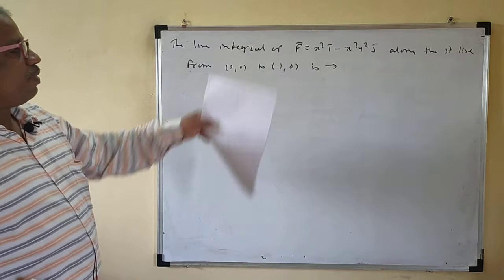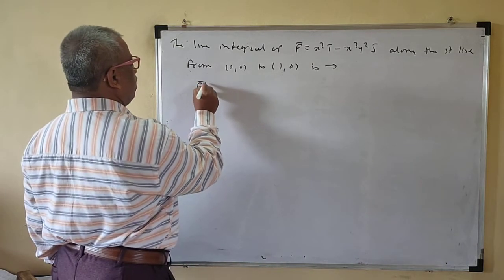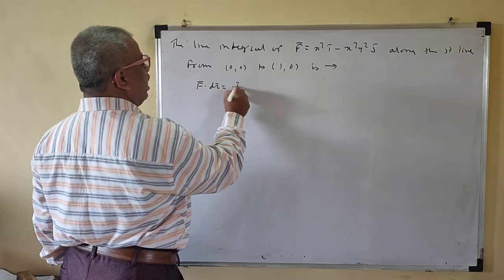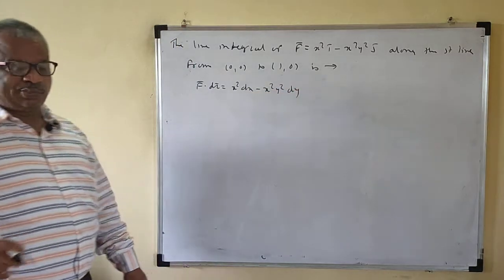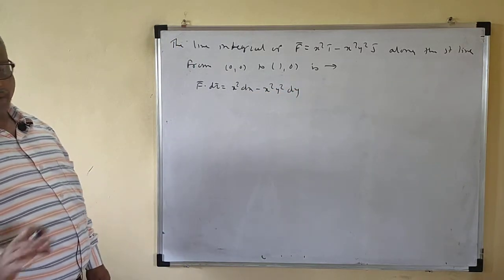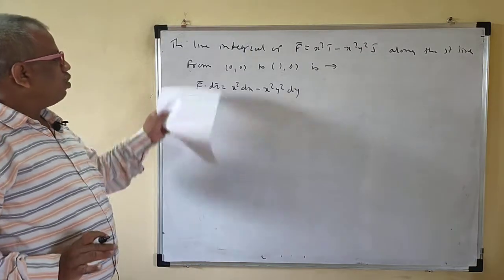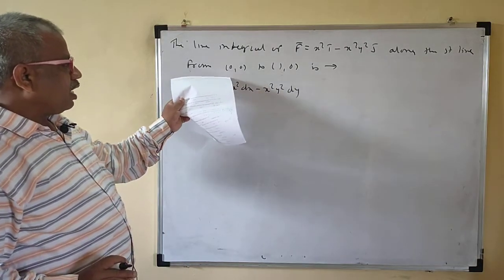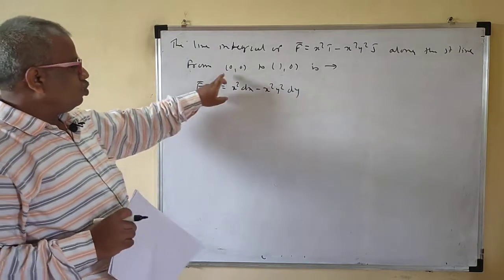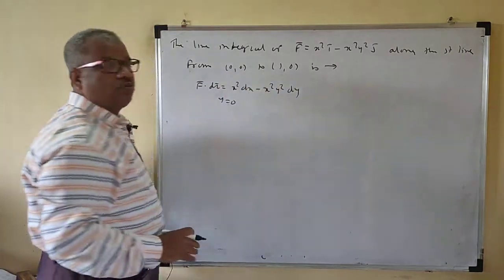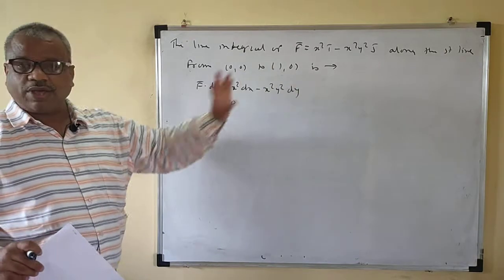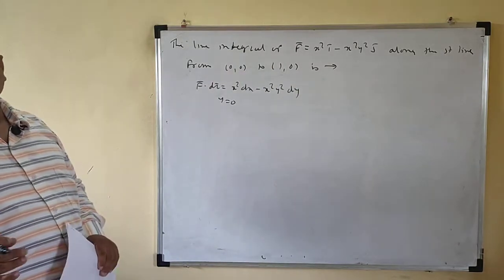So what is your f bar dot dr bar? F bar dot dr bar is x square dx minus x square y square dy. This is your f bar dot dr bar. Now the line is from 0 0 to 1 0. That means your y is 0, because the y coordinate of both points is 0, and x runs from 0 to 1.